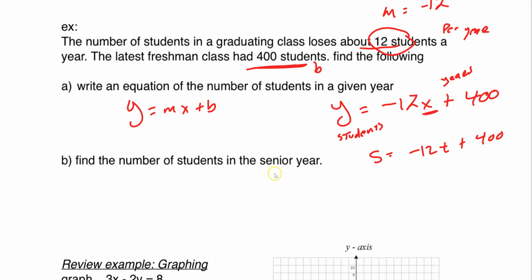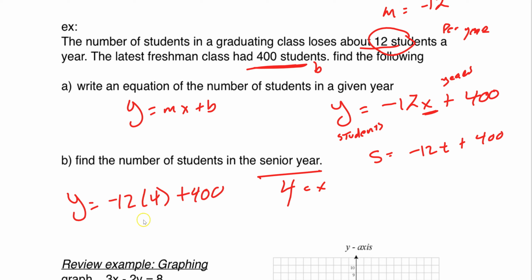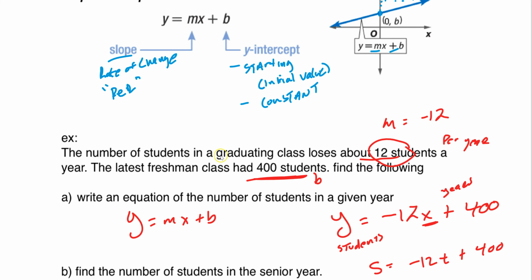Find the number of students in the senior year. So this would be senior before. So that's going to be years, so that's going to be our x. So let's plug it in. Negative 4 times 12 is negative 48 plus 400. And I get 352 students. So start of senior year is only about 352 students. We start with 400. So that's how we're going to use slope-intercept form when we write equations.